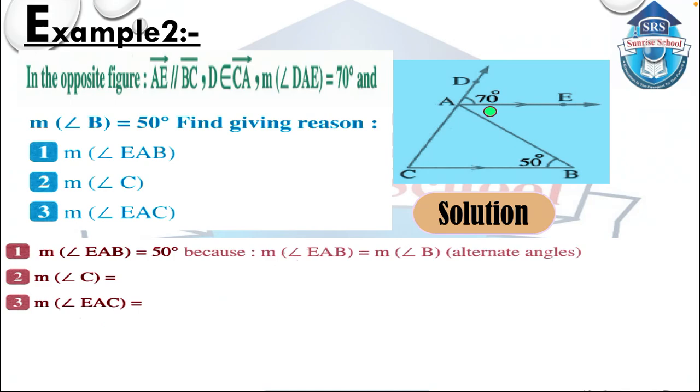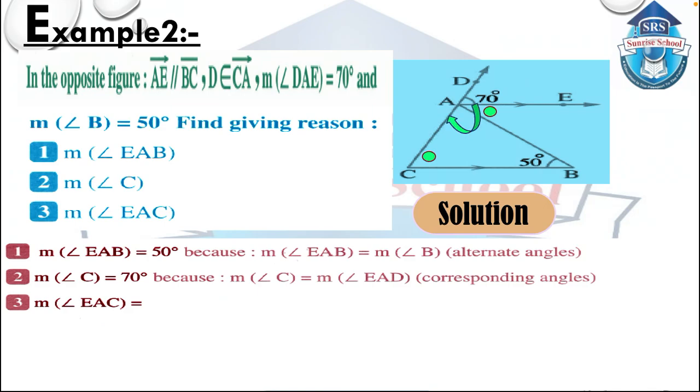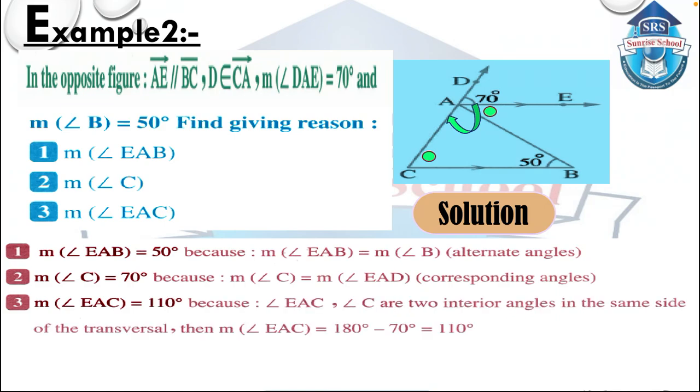Measure of angle C. Angle C will equal 70 because it's a corresponding angle with the angle DAE. And at the end, angle EAC, the total angle, will equal 110. Why? Because the two interior angles on the same side of the transversal are supplementary, so it will be 180 minus 70, which gives us 110.